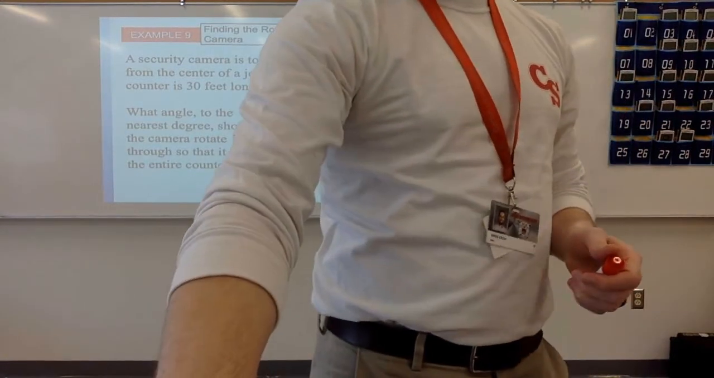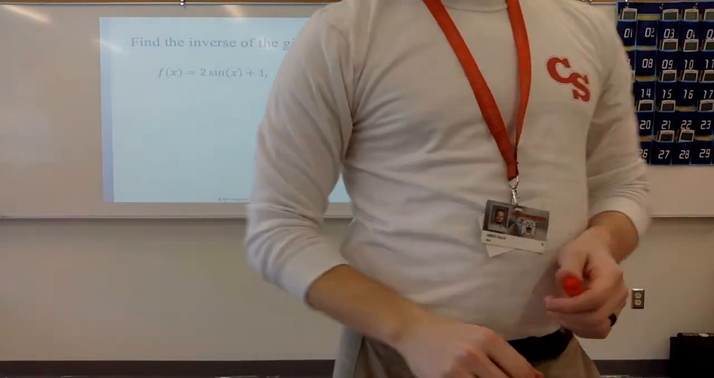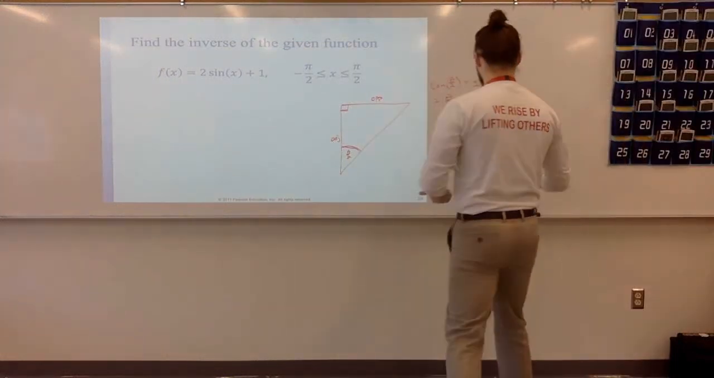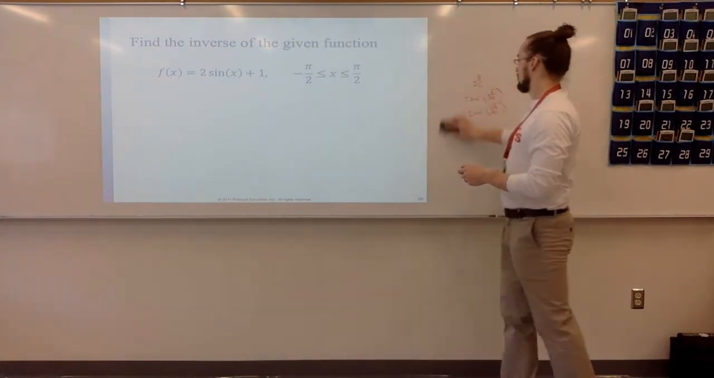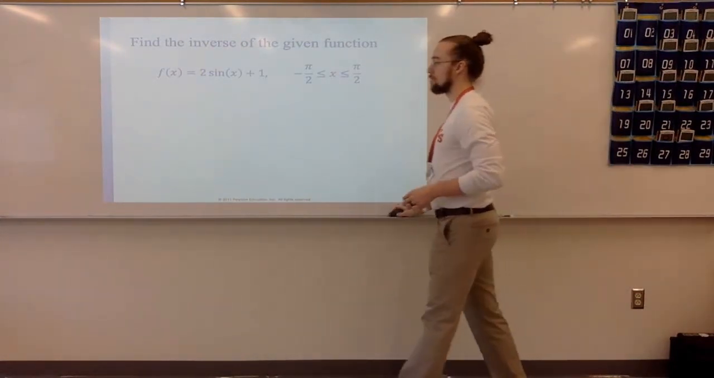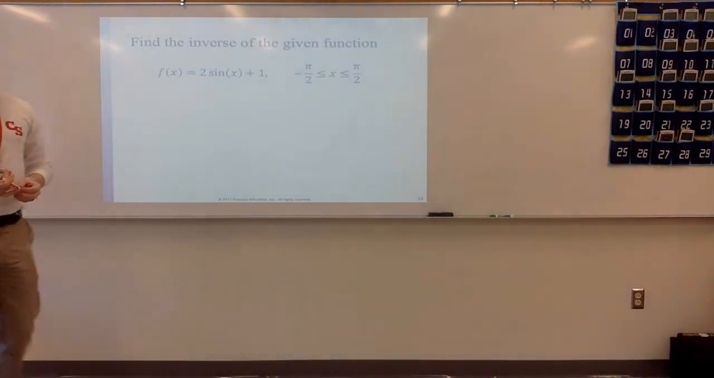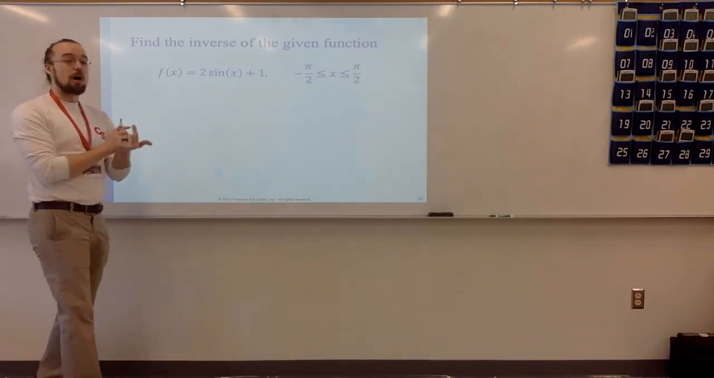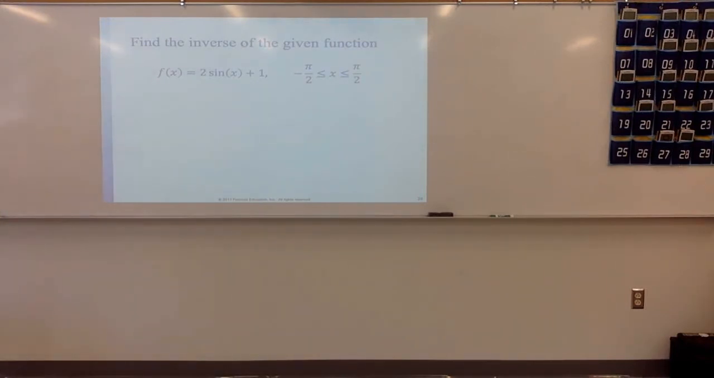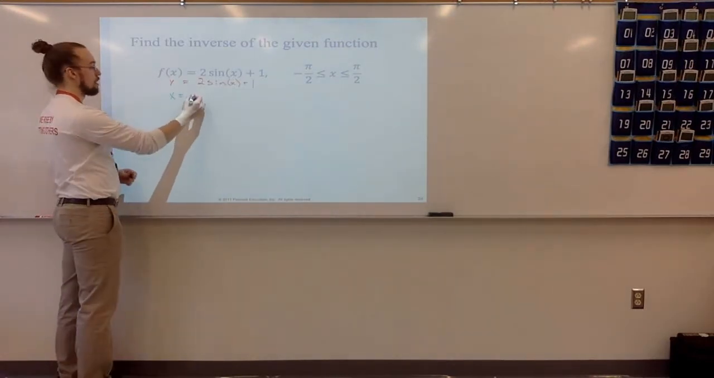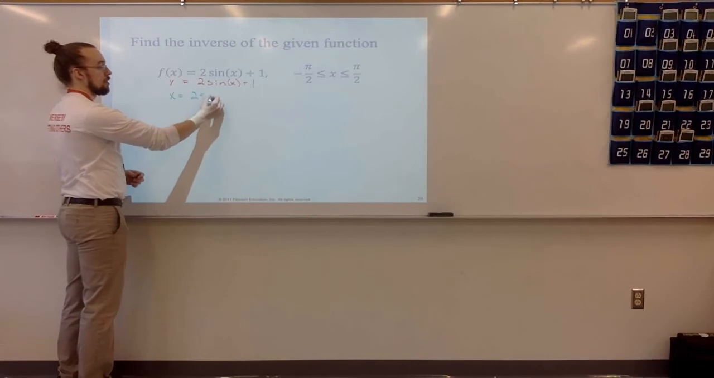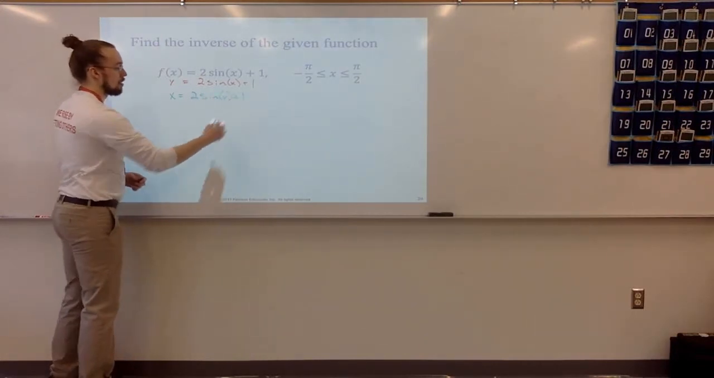How about, let's actually find an inverse. Right? So this is going back to the process that we talked about last semester, but we also just mentioned it a little bit ago. To find an inverse function, we switch x and y, and solve the new function for y. So f of x is the same thing as y. So we have x equals 2 sine of y plus 1.